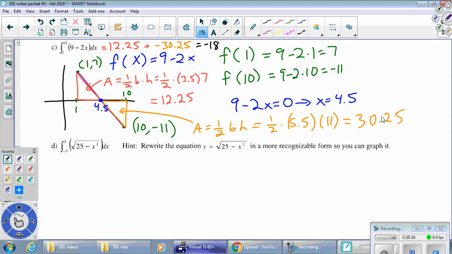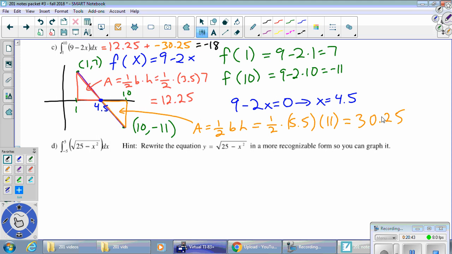Makes sense. There's a lot more space down below. I mean, I didn't draw it to scale, but that 10 goes way down to a negative 11, whereas the 1 only goes up to a 7. And also the base to the right is bigger than the base of the triangle to the left. Okay, so negative 18 is good there.